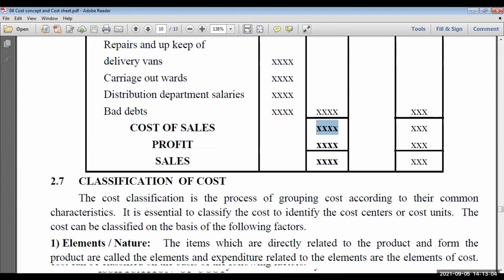Suppose cost of sales is 2 lakh. We fix the profit percentage according to the managerial policy. I want 10% profit on the cost. So 2 lakh plus 10% of 2 lakh, which is 20,000. So 2 lakh 20,000 is the selling price. Cost of sales plus profit is equal to sales.